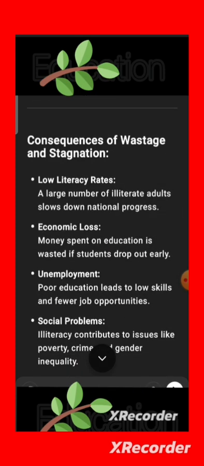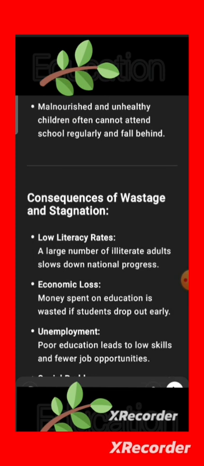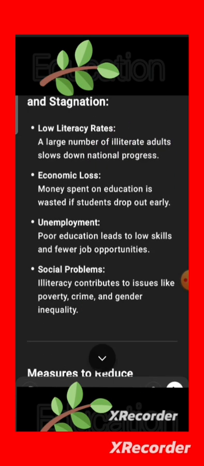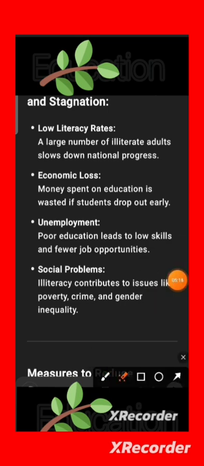Consequences of wastage and stagnation. Effect of wastage: high illiteracy rates, economic underdevelopment, social problems like unemployment and crime, loss of human resources. So consequences of wastage and stagnation: low literacy rate, a large number of illiterate adults slow down national progress. Economic loss, money spent on education is wasted if students drop out early. Unemployment, poor education leads to low skill and fewer job opportunities. Social problem. Illiteracy contributes to issues like poverty, crime, and gender inequality.